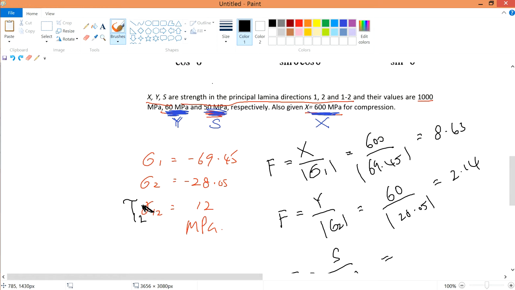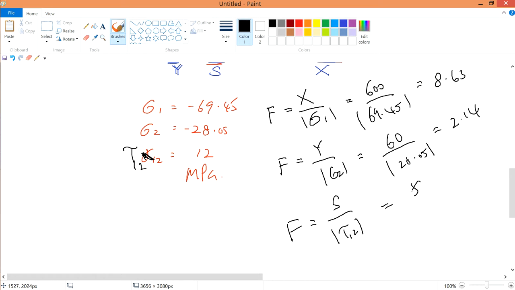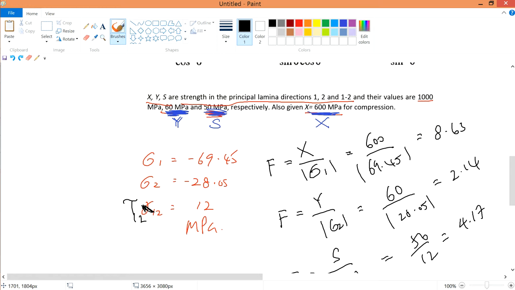S is 50. Alright, 50 divided by 12. Okay, so if you were to get that, 50 divided by 12, it's 4.17. And if you were to take a look, the minimum factor of safety, the lowest one, is actually 2.14, which is in the transverse direction.